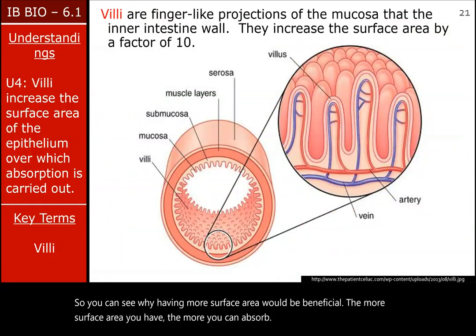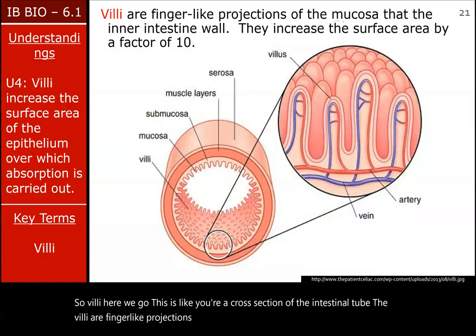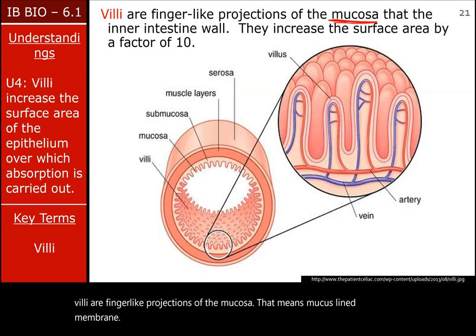So villi, here we go. This is like a cross section of the intestinal tube. The villi are finger-like projections of the mucosa, that means the mucus-lined membrane of the inner intestine wall.